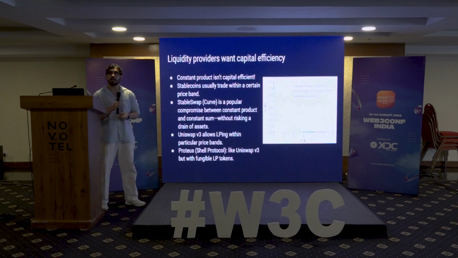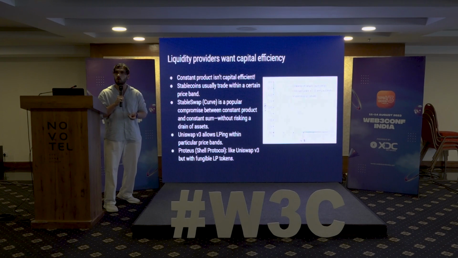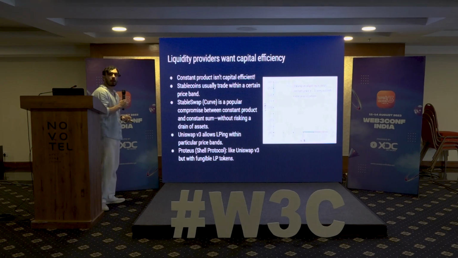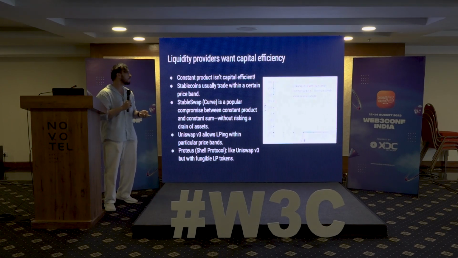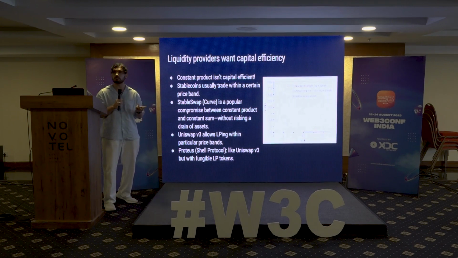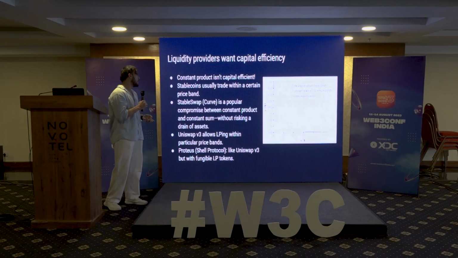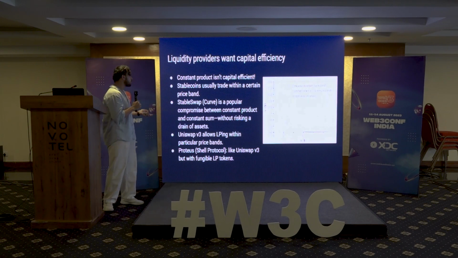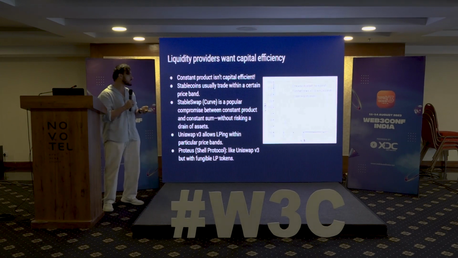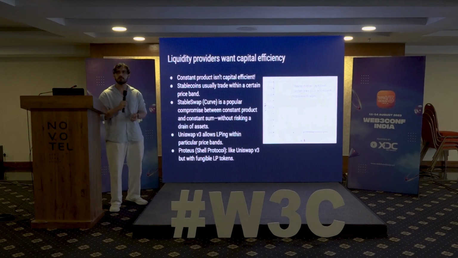So this is the current state of AMMs and LPs. Now, liquidity providers want more capital efficiency, and constant product isn't really capital efficient, as we have seen with Uniswap V2, because stablecoins usually trade within specific price bands and don't deviate much. So constant product isn't sufficient because a lot of liquidity is unutilized. That's why we have solutions like StableSwap with Curve, where you can switch between different variations of the curve, constant sum or constant product, and then we have Uniswap V3, which allows individual LPs, and you mint a non-fungible position.